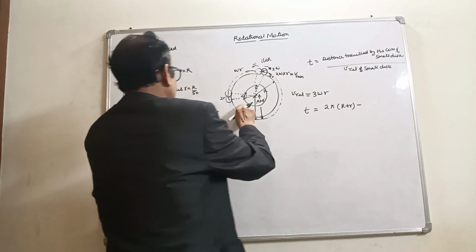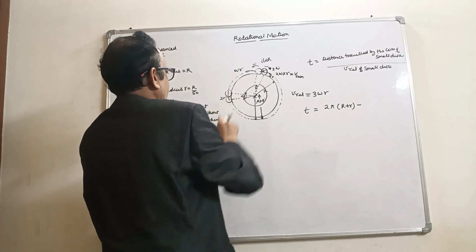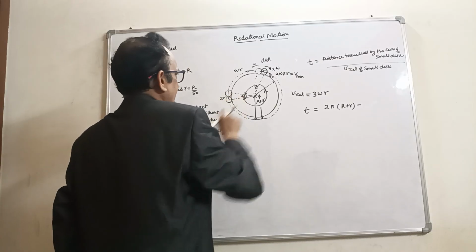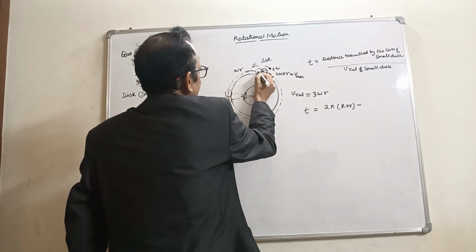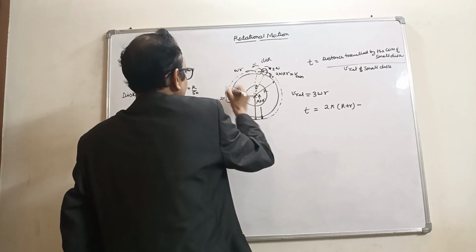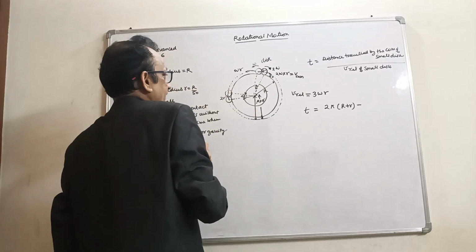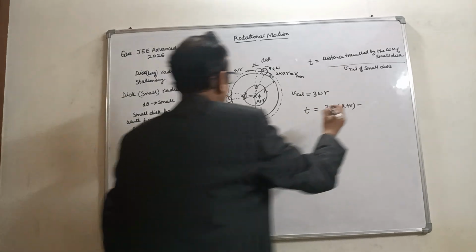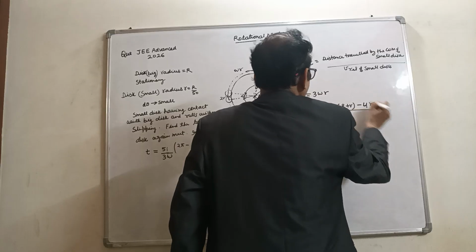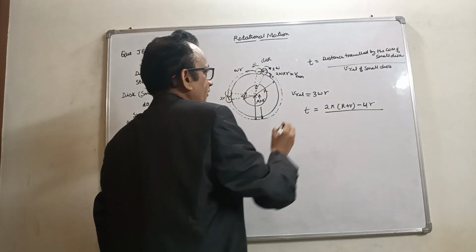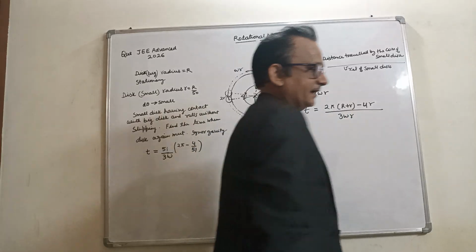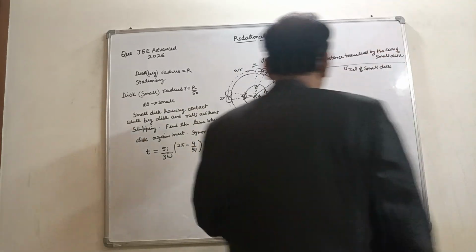So d theta would be 2r. This circumference is 2r here to here, and this is also 2r here to here. The radius of the small disk is r. So 2r plus 2r becomes 4r. And the relative velocity of the small disk would be 3 omega r.